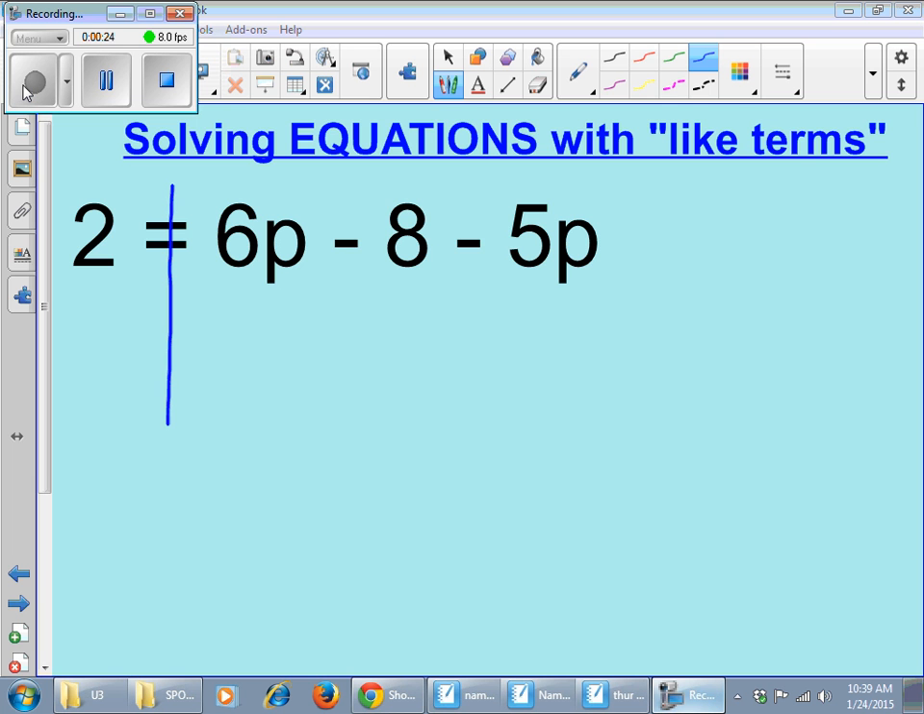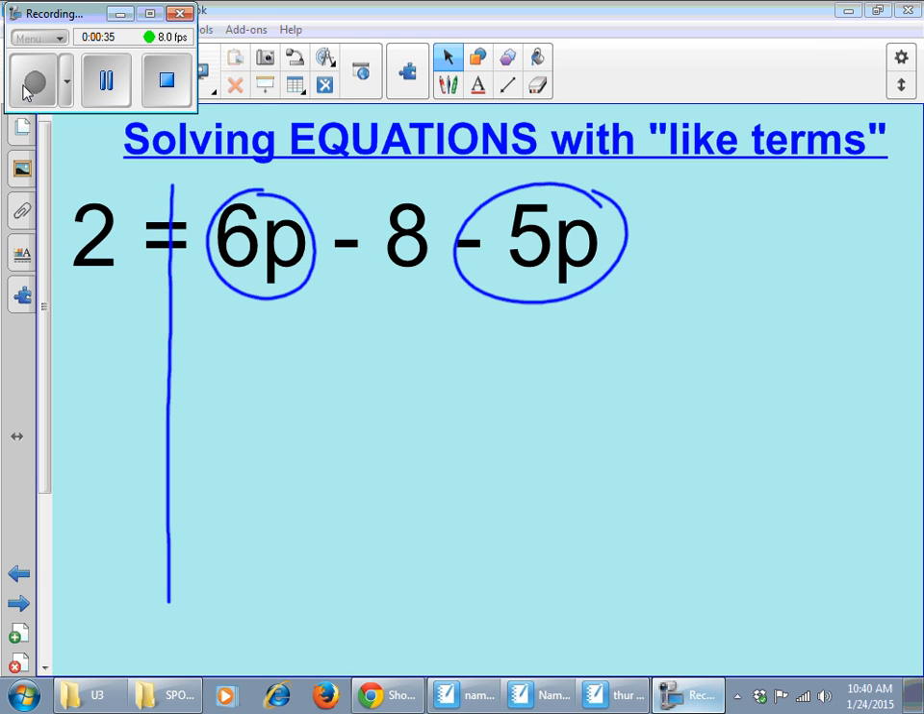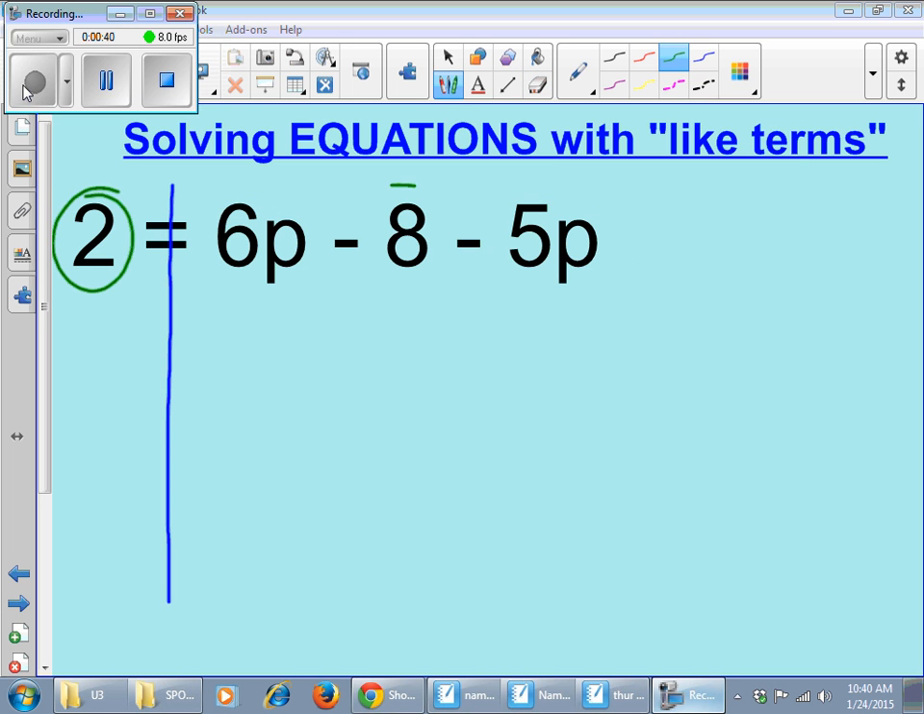When we talk about like terms, we just mean terms in a math sentence that are alike. For example, 6p is alike with minus 5p because they both have the same variable p attached to them. Likewise, plain number 2 is alike with the plain number -8 because they both do not have a variable attached. When you're combining like terms, you can only add and subtract plain numbers with other plain numbers, and you can only add and subtract numbers that have a letter with other numbers that have the same letter attached. That's not multiplying and dividing. We're only talking about adding and subtracting those like terms.